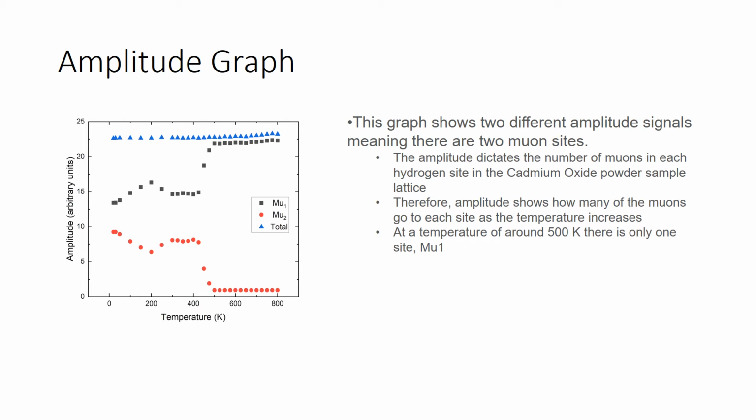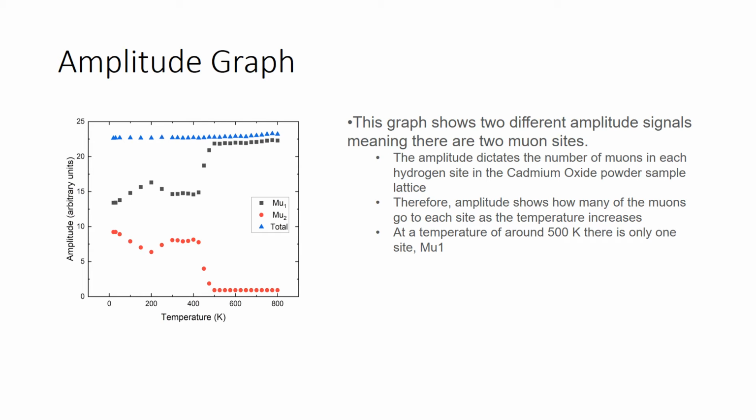The muons, when they are implanted in the sample, hit different sensors, which are in the front and the back, which produces asymmetry versus time graphs. And these asymmetry versus time graphs can then be fit with different equations to analyze the data and give amplitude versus temperature graphs. And these amplitude versus temperature graphs show different hydrogen sites within the cadmium oxide lattice.